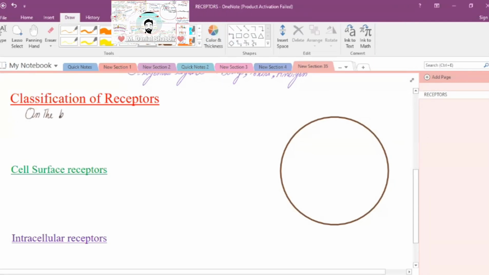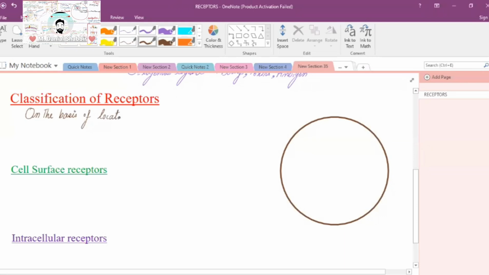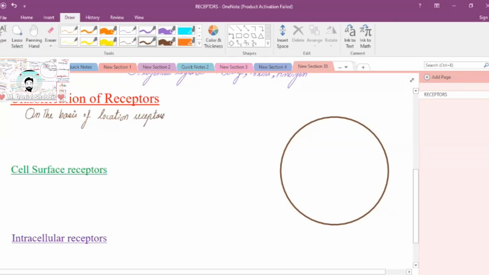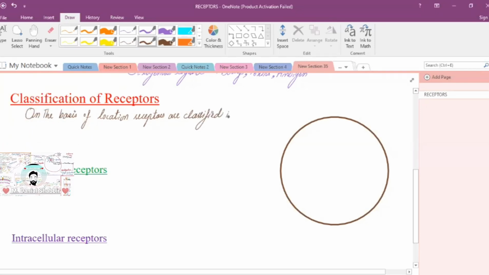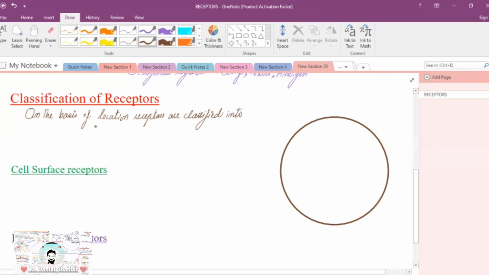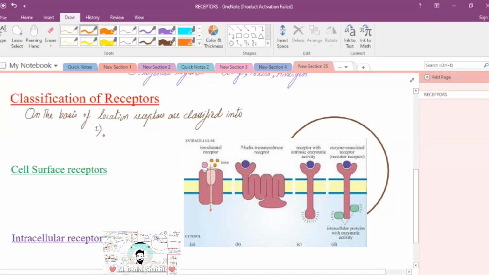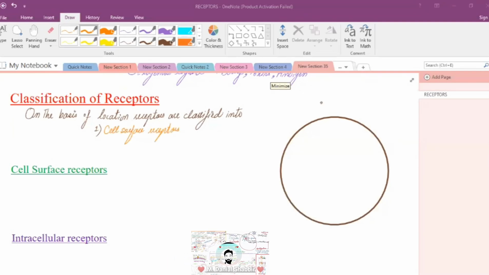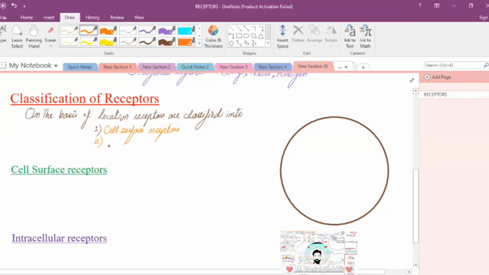On the basis of location, receptors are classified into two types. पहली टाइप कौन सी है? पहली टाइप हम कहते हैं सेल सरफेस रिसेप्टर्स। और सेकंड इज intracellular receptors.